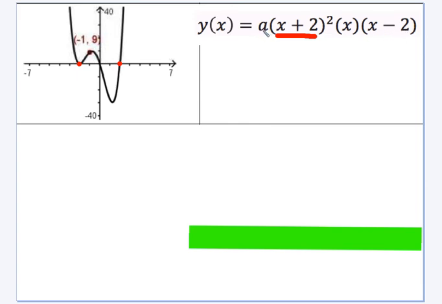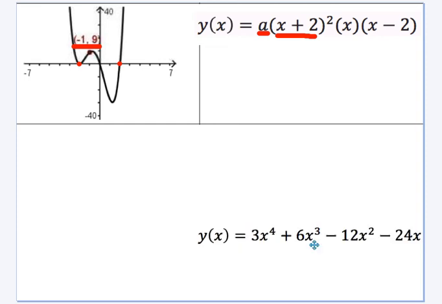Again, you need to solve for your a value. You have a -1 and a 9 here, so replace your x's with -1s and replace your y with 9. Find your leading coefficient, and then multiply all your factor terms together to find your polynomial. And when you do all of that work, your final answer should be right here.